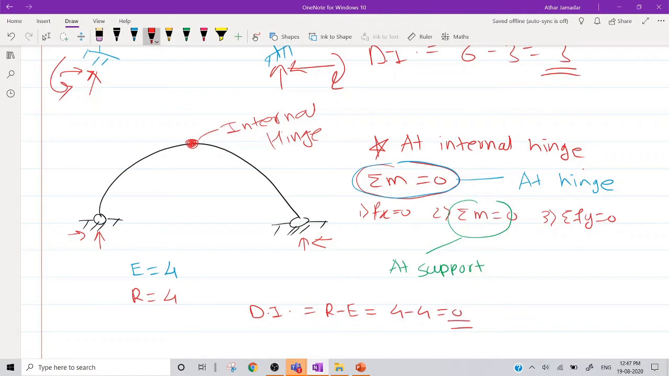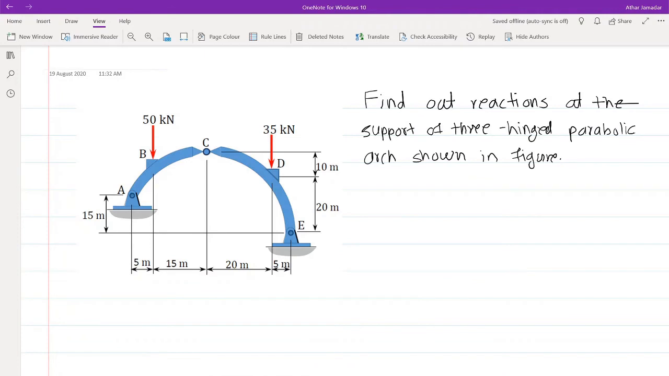And remember this 4: how is this 4? Because of three conditions of static equilibrium, plus due to the internal hinge there will be one extra additional condition, that summation of moment is equal to 0. So due to the presence of this internal hinge, three hinge parabolic arch is a determinate structure. Okay, so let us begin with this problem.